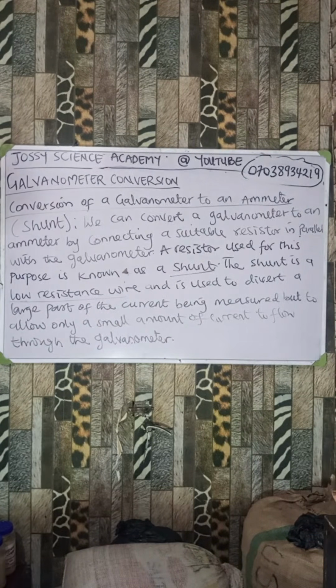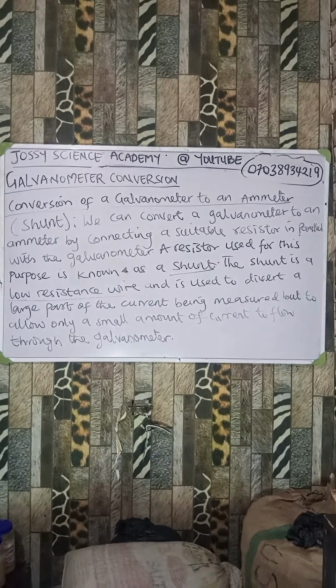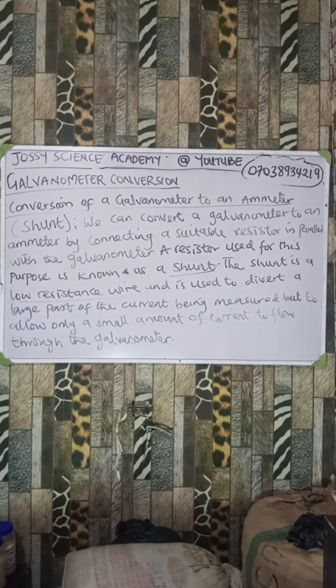Check your JAMB past questions, you're going to see them there. For you to convert a galvanometer to an ammeter, we use a low resistance wire called what? Shunt. And it must be connected in what? In parallel. And the purpose of this shunt is to divert a large part of the current being measured, but to allow only a small amount of current to flow through the galvanometer. In this case, the galvanometer will start working like an ammeter. So if you are done with the write-up, let me do a sketch to explain further.